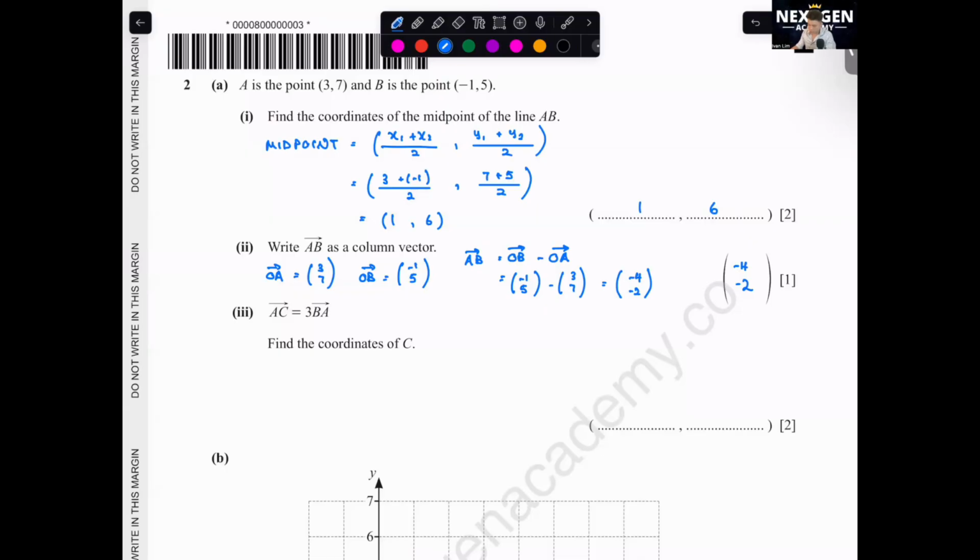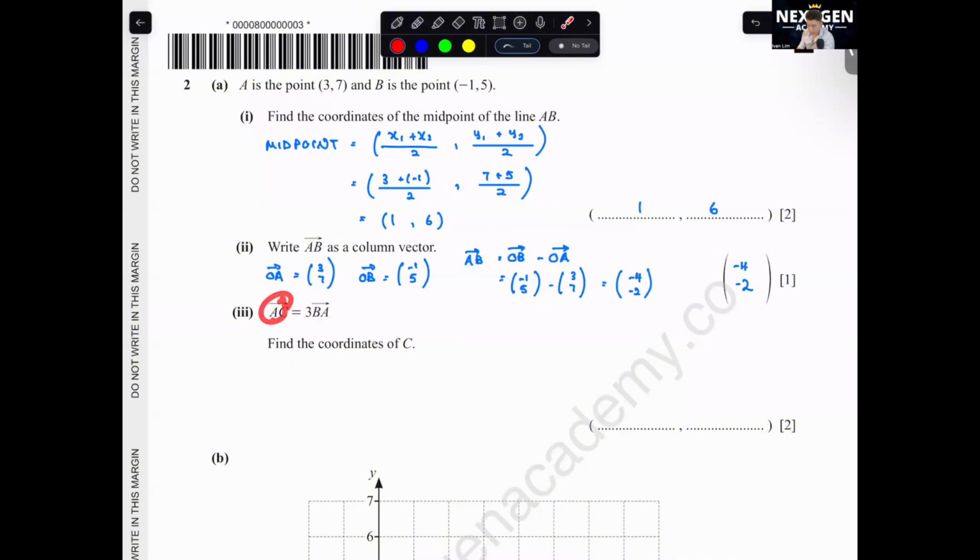Okay, next one, question 3. AC equals to 3BA. Find the coordinates of C. Okay, when they say coordinates of C, we use the same concept again. Means they want us to find what is OC. Okay, how do we find OC? Where exactly got C here? Here. Okay, so we can split up this AC to OC minus OA.